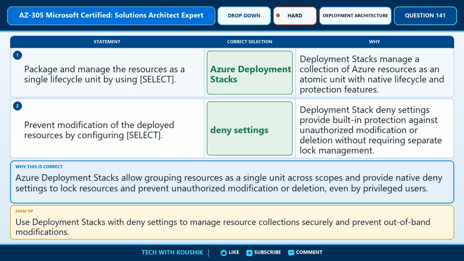For Statement 1, select Azure Deployment Stacks. Deployment stacks manage a collection of Azure resources as an atomic unit with native lifecycle and protection features. For Statement 2, select Deny Settings. Deployment stack deny settings provide built-in protection against unauthorized modification or deletion without requiring separate lock management. The key takeaway is use deployment stacks with deny settings to manage resource collections securely and prevent out-of-band modifications.